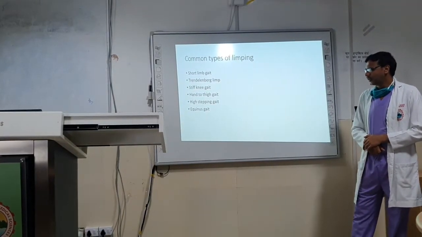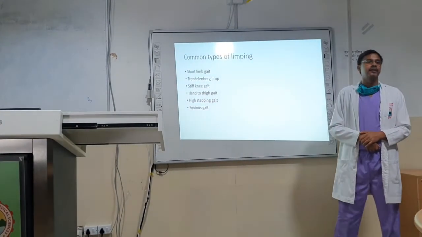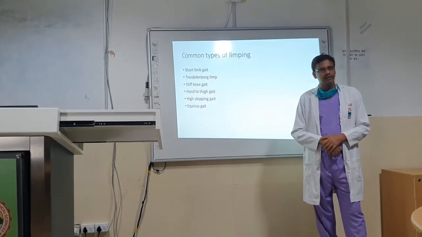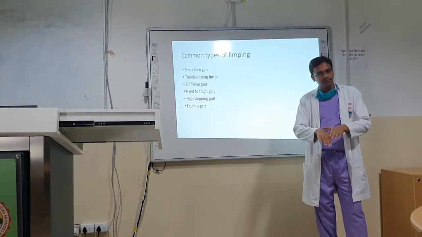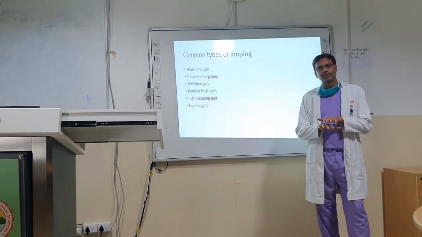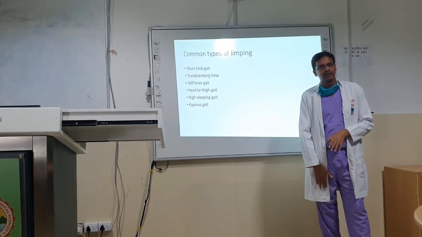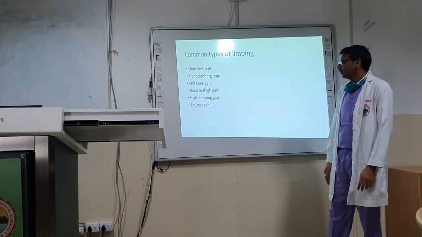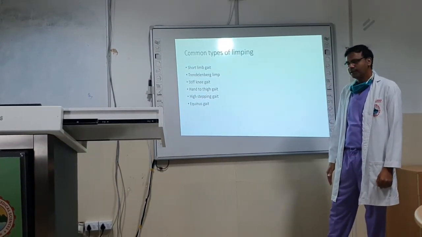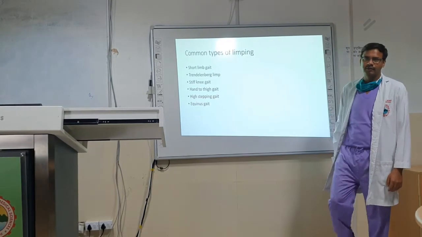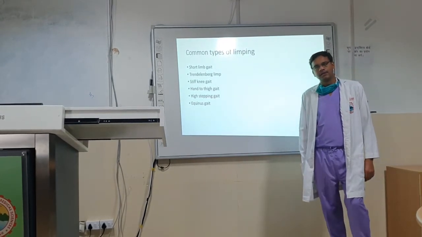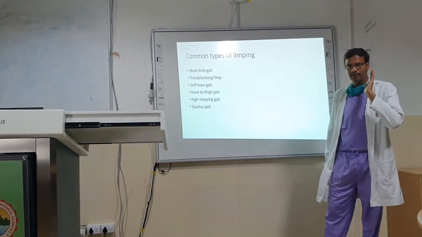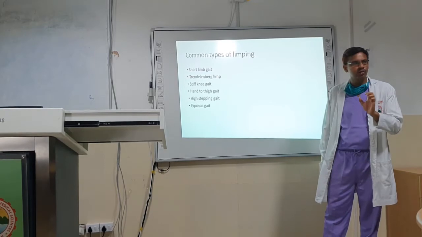diagnose this. Then another type of gait is hand to thigh gait, and it is most commonly seen in quadriceps weakness, so that to push the knee backward when the quadriceps is not working, the child just pushes the thigh backward to move forward. Then high stepping gait, all of you are aware, and equinus gait is very clear that there is equinus and there may be dragging of the toes on the floor.